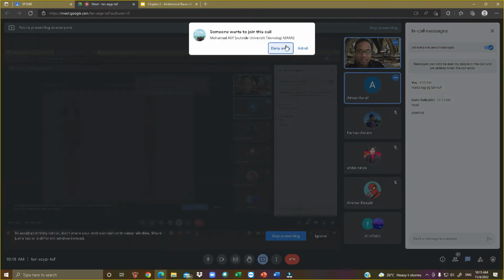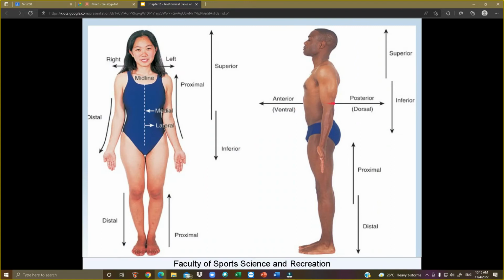Anything away from that midline is known as anterior or ventral. Anything behind the midline is known as posterior or dorsal. Okay, kamu ingat ni je, anterior, posterior. Ventral dengan dorsal ni dia punya scientific term. We have use of that later on.